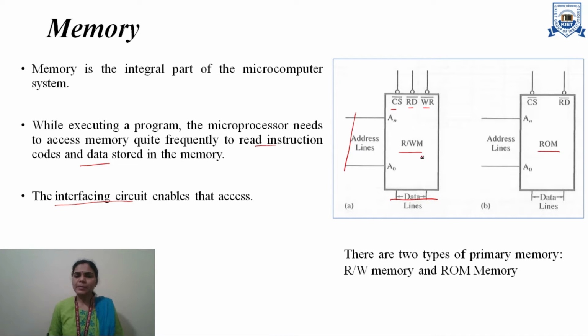In read-writable memory, data lines are bidirectional, whereas ROM has a chip selection pin, only one signal, read, it will not have a write signal, and some number of address lines and some data lines. And in ROM, unidirectional data lines will be there. So primary memory has two types. One is ROM, second RAM.